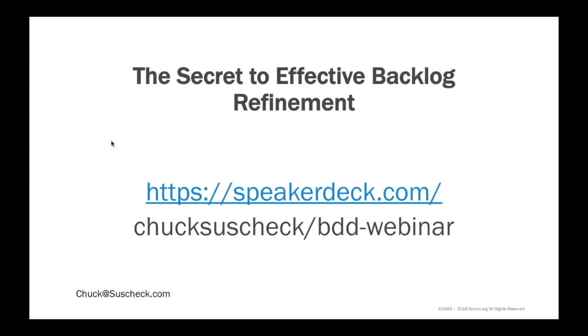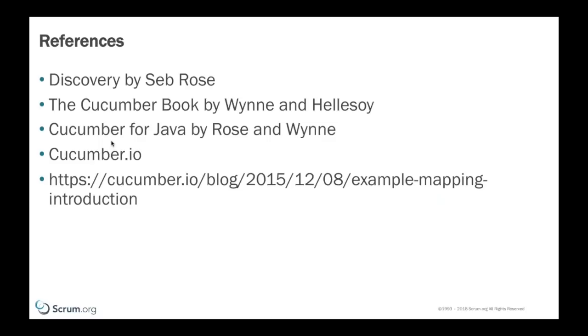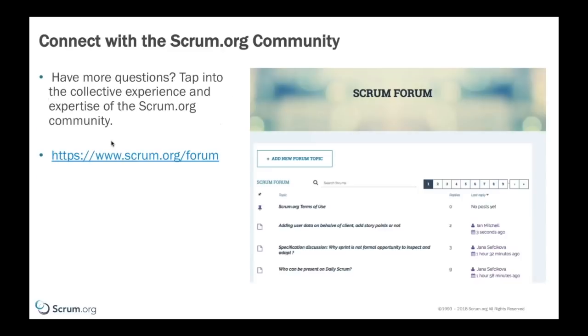So I'm gonna open this up to questions. Before I do that, I want you to know that this is out on Speaker Deck. If you're interested in looking at more of this, you can go out to that Speaker Deck presentation. Some good references: Discovery by Seb Rose, the Cucumber book. That's a really good one too. Cucumber for Java goes into a lot more details of the technology side of this. You can go to cucumber.io and look at their information. Also, example mapping is out there.